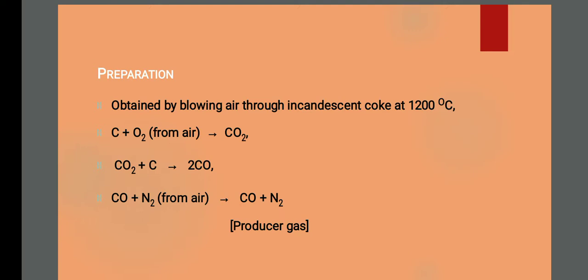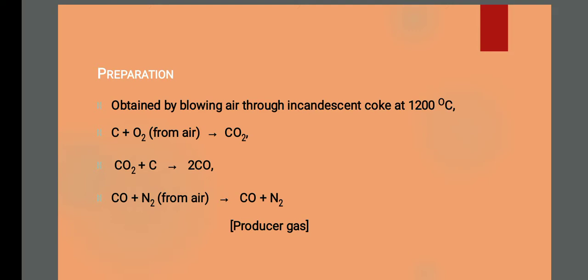The reaction taking place here is that this coke will react with air to give carbon dioxide. Then carbon dioxide will again react with coke to give carbon monoxide. Now carbon monoxide will combine with the nitrogen present in air, because nitrogen is an incombustible substance present in air in a fixed proportion. It won't react with anything else. So this carbon monoxide combines with nitrogen to form producer gas.